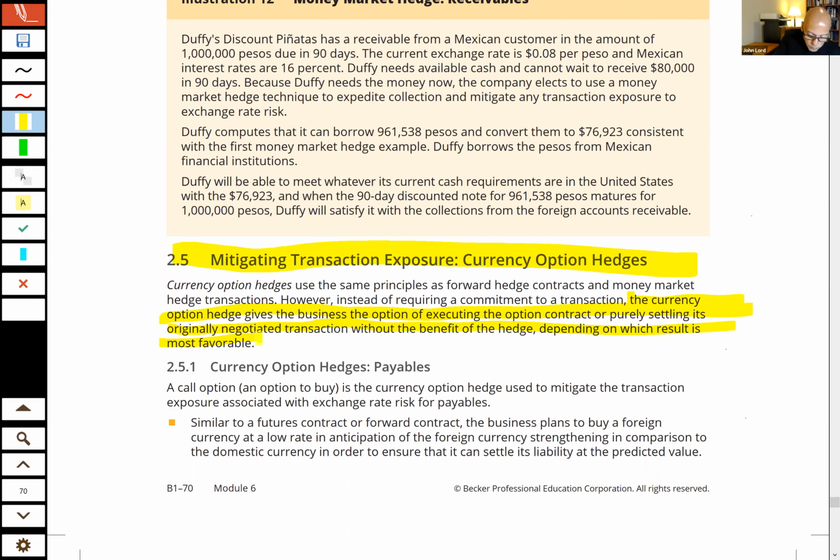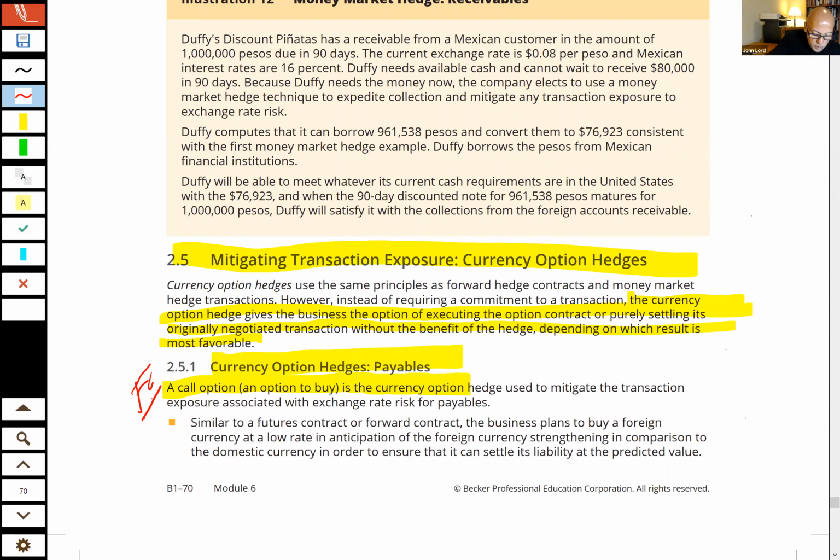Okay, so for payables, we would use a call option. A call option is an option to buy the currency. So go ahead and flashcard that. A call option is the option to buy the security. I'm just calling you and saying, hey, I want to buy this currency, right? So that's a call option, and that would be useful for payables here.